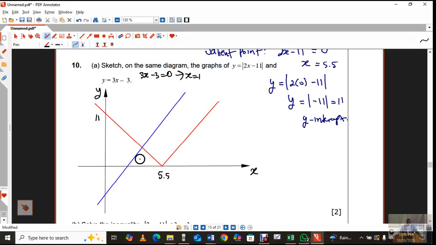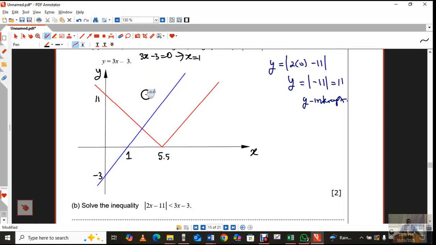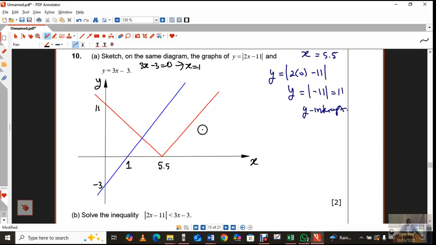And what do I know? I know that here it's going to cut at +1, and here it's going to cut at -3, which is the y-intercept. So the blue graph represents my straight line graph, and the red graph represents the absolute value graph, for 2 marks. I think I have listed the important things, and let me just put the origin over here.